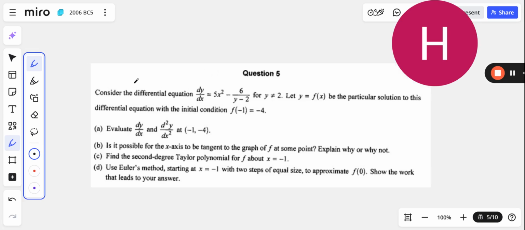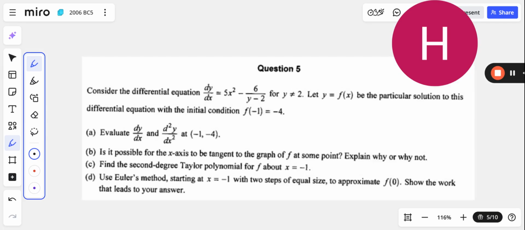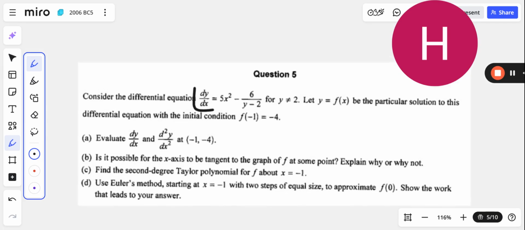All right, let's get started. So consider this differential equation. It has x and it has y in it, as long as y does not equal 2. Let f of x be the particular solution to the differential equation with the initial condition given. So when x is -1, y is -4. That's important.